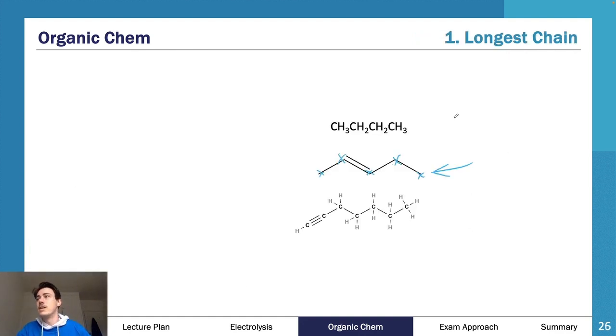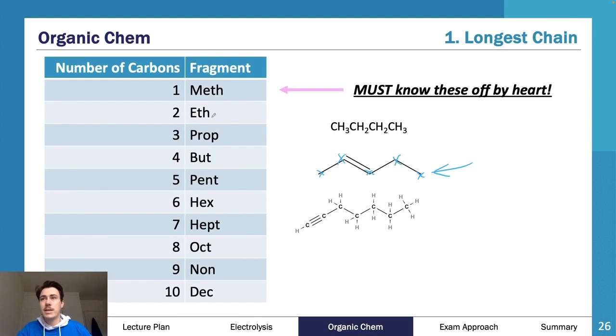And we will discuss that. So as you can see here, first step, longest chain, you need to name down to 10. So this is a distinct change with this study design. It used to be to 8 and now it's to 10. Really doesn't change much. You just need non and dec. You should know up to oct as is.